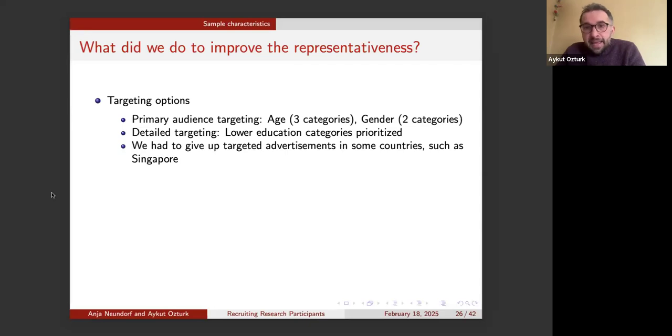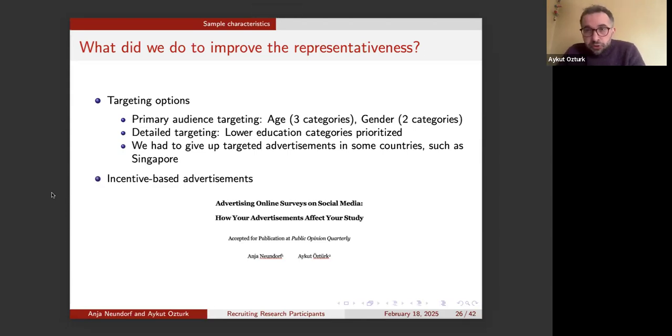And in our case, we did age and gender targeting. And also we picked education categories. In some cases, in some countries like Singapore and Australia, when we discovered that recruiting respondents were actually tough, we sometimes just removed targeting options we had selected and ran one single campaign for the entire country, one single advertisement set for the entire country, which increased, of course, the biases in the sample.